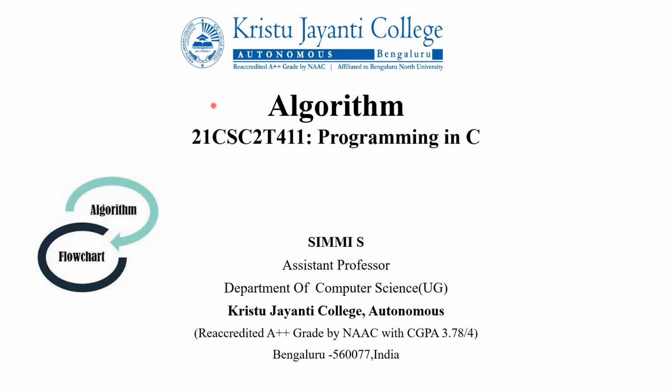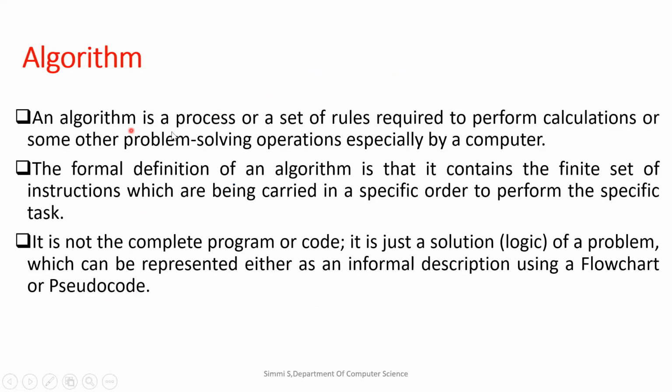We have different sets of problems and we have to find the solutions. So in order to find a solution, there should be a set of procedures, or a step by step procedure, to solve that particular problem. The step by step procedure to solve a particular problem is known as an algorithm. Okay, so an algorithm is a process or a set of rules required to perform calculations or some other problem solving operation, especially by a computer.